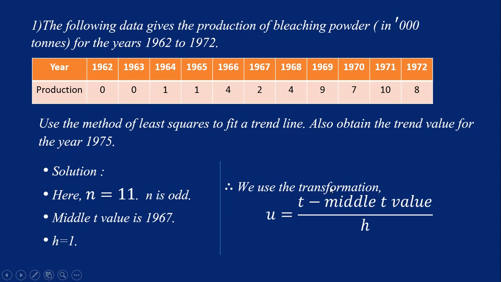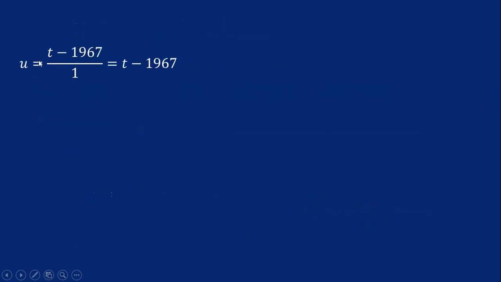Now we use the transformation from t to a new variable u. u is equal to (t minus middle t value) upon h. Here the middle t value is 1967 and h is equal to 1. So we substitute these values in this formula. We get u is equal to (t minus 1967) upon 1, so u is equal to t minus 1967.